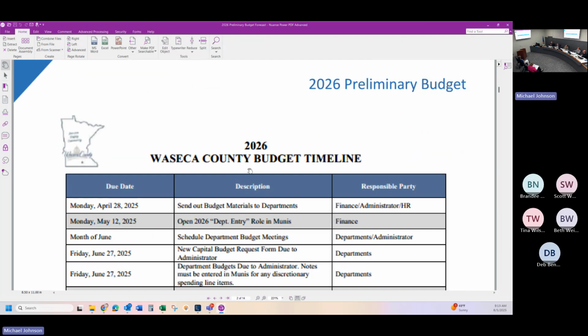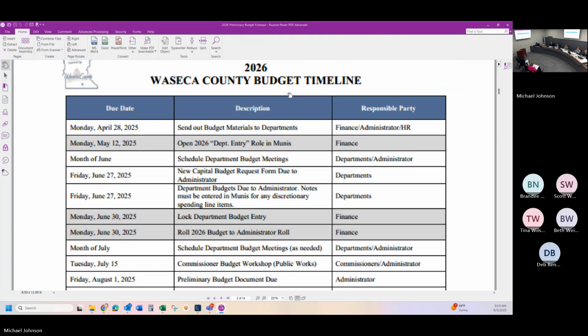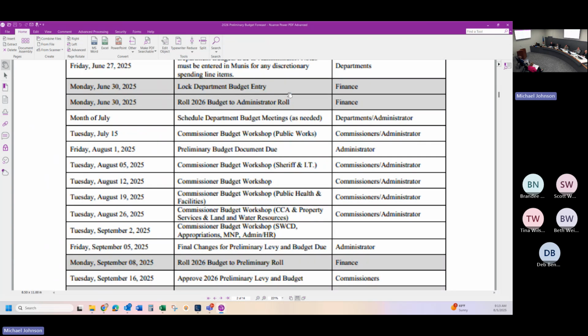Otherwise, just referencing the binder you have in front of you, I'll take a couple of minutes walking through a high-level detail of our forecast documents, with an updated listing or schedule of what you can expect to see. As of right now, I don't necessarily need the August 12th workshop. There are certainly things we can do, but we were able to move up the sheriff's office and IT, who were originally slotted for August 12th, to today because we had moved up the August 5th session, which was Public Works, to July 15th.